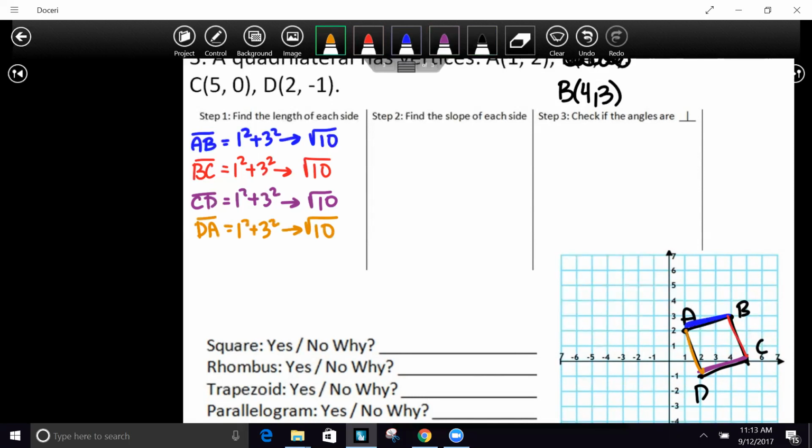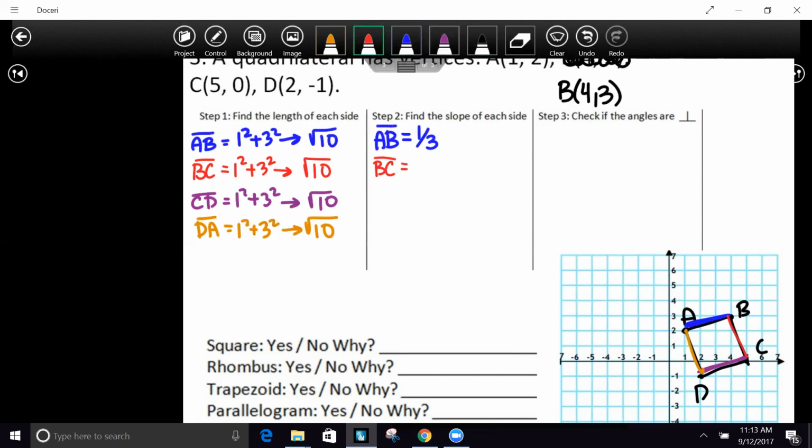We have all of our lengths. The second thing we got to do is find the slopes. So we want to be able to find the slopes of these. So AB, its slope is going to be what? 1/3.